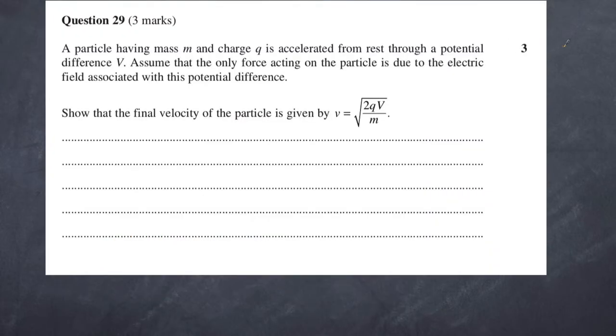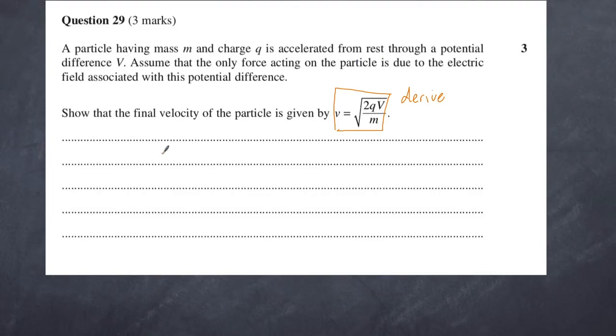Question 29. We have a particle having mass m and charge q, and it's accelerated from rest through a potential difference of V. Assuming that the only force acting on the particle is due to the electric field associated with this potential difference, we're asked to show that the final velocity is given by this formula. In essence, what we're asked to do here is derive the formula from basic principles. In order to do that, we have a particle of mass m and a charge q. It's accelerated from rest. Now, what does a voltage difference do?